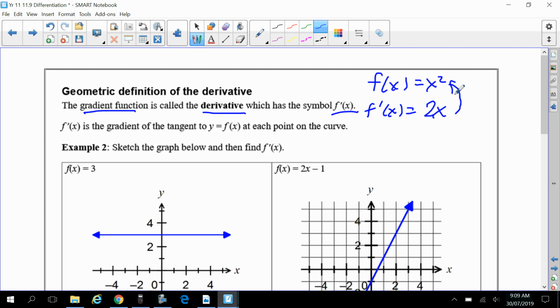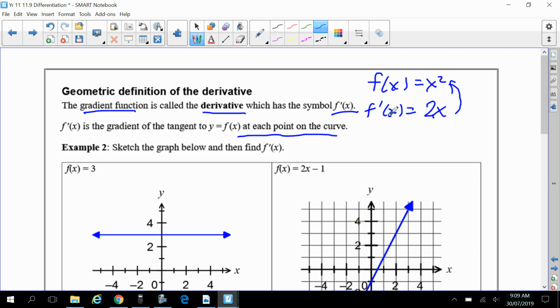And if you look at finance, they say financial derivative, not to do with this stuff, not to do with calculus. If you go to study finance at uni, they have financial derivative, which means something else derived from it. Okay. All right. So f dash of x is the gradient of the tangent at this point.